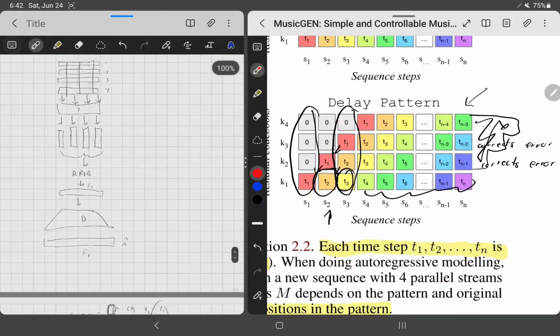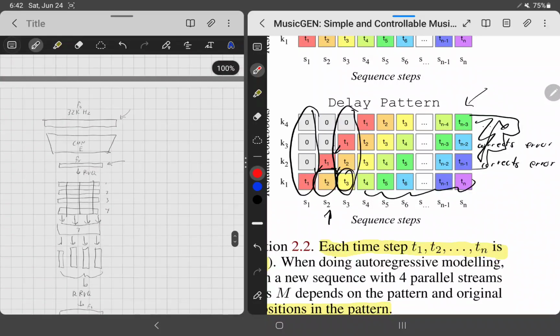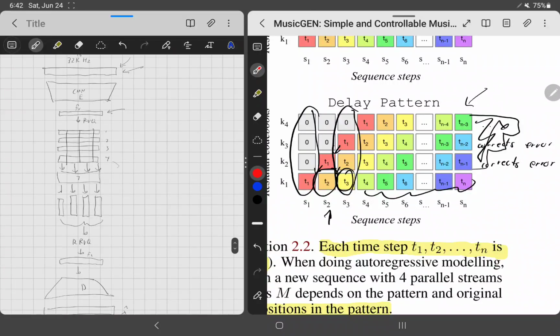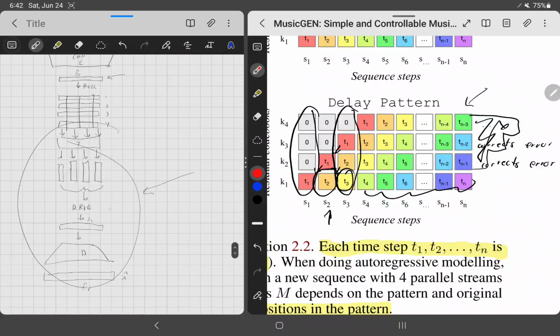All they're doing is taking the music, projecting it, doing residual vector quantization, and then modeling that with a transformer and a decoder. And this is our model right here. So take a transformer, you do an autoregressive decoding strategy, and you can reverse the residual vector quantization.